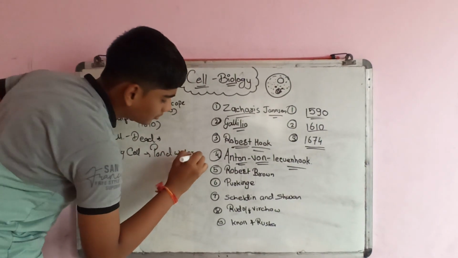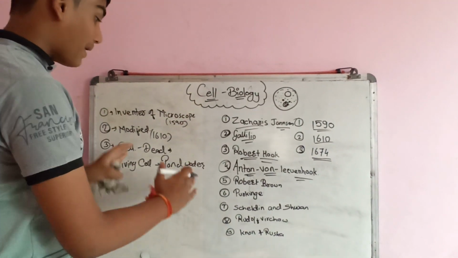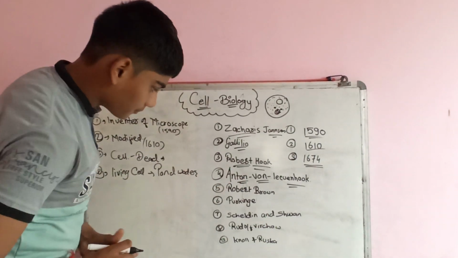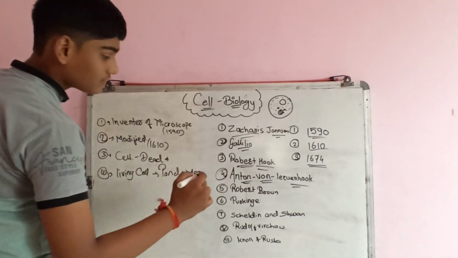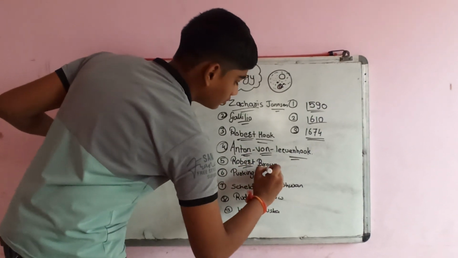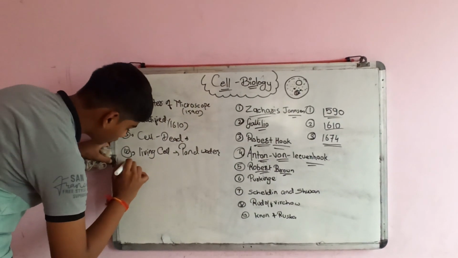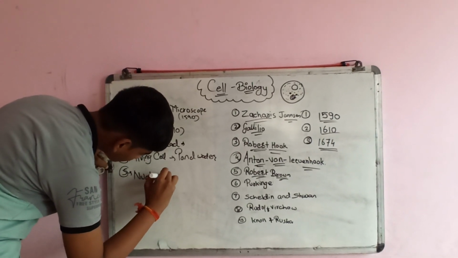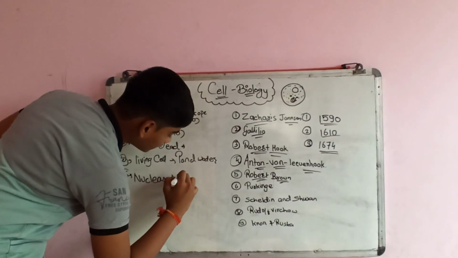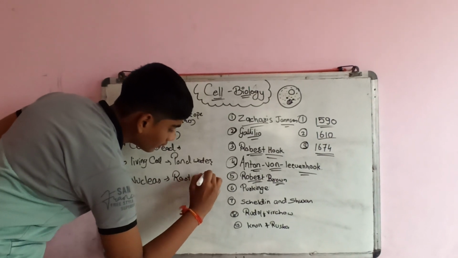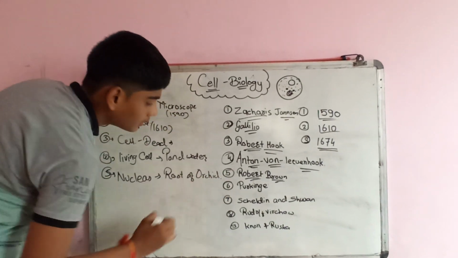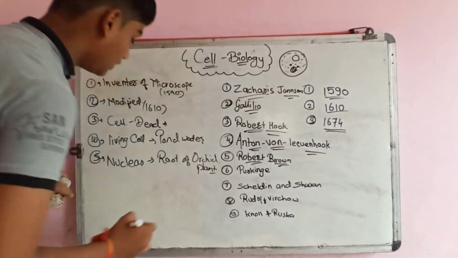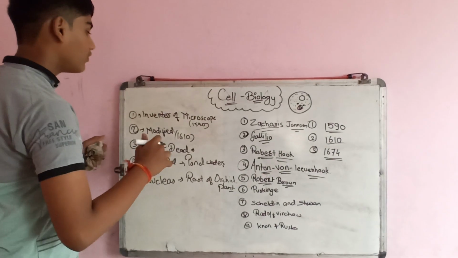He had modified the microscope a little bit and saw a living cell in pond water. Now, after some years, Robert Brown, a scientist, discovered the nucleus. The nucleus was discovered in the root of an orchid plant. How he discovered it, we will see.